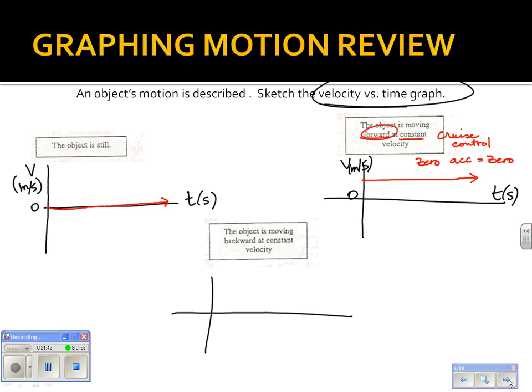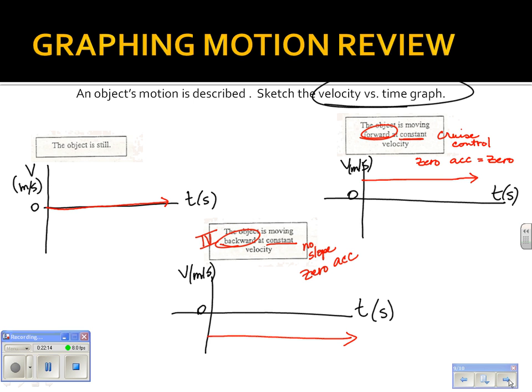Then our next one, we have V is meters per second, and time is in seconds, and this is 0. Okay, the object is moving backwards. Let's do this in red again. Backwards at a constant velocity. Well, backwards throws it into quadrant 4. Constant velocity means that it is no slope because it's 0 acceleration. So we're just going to draw a line in the 4th quadrant.